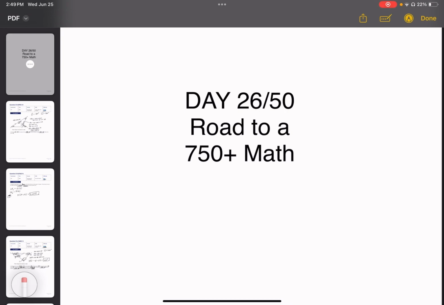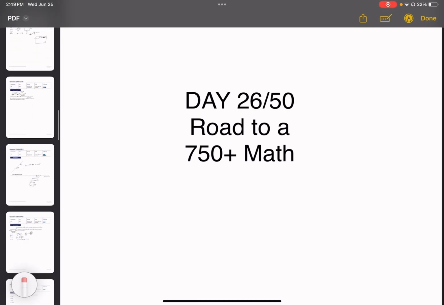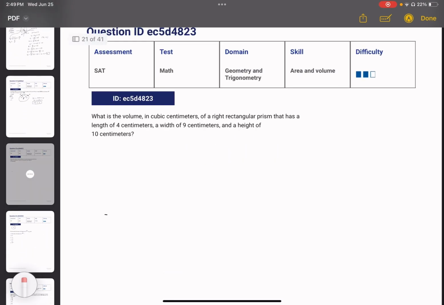Today we're going to be doing geometry and trigonometry questions, starting with this first one, which is a volume question. What is the volume in cubic centimeters of a right rectangular prism that has a length of 4 centimeters, a width of 9 centimeters, and a height of 10 centimeters?